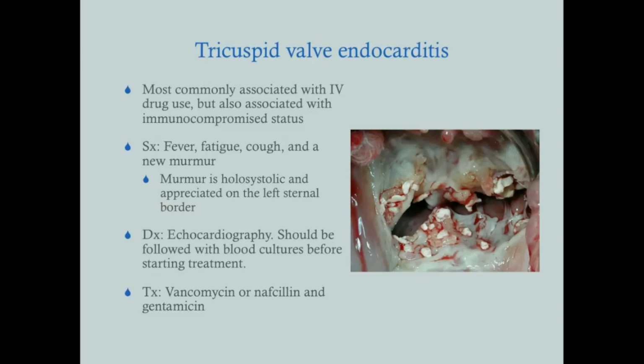Very important, you've got to do this beforehand. If you start giving antibiotics and then you do a blood culture, well, you're screwed. So you do your echocardiogram, make a presumptive diagnosis of tricuspid valve endocarditis, then get your blood cultures, and then start giving antibiotics. Initially, the antibiotics you give are going to be broad spectrum because we don't know what we're fighting. It's probably Staph aureus, but we don't know. So we give broad spectrum antibiotics: vancomycin or nafcillin and gentamicin.